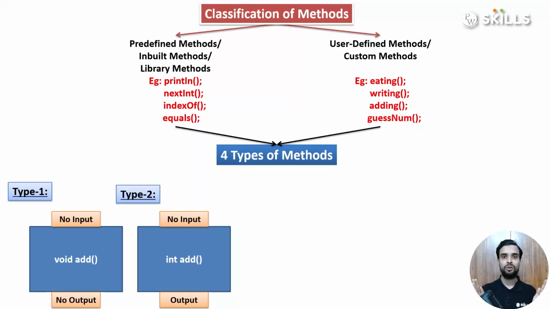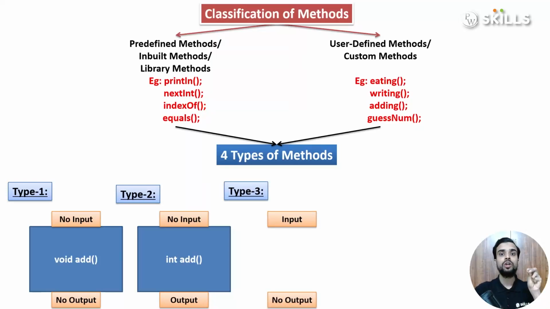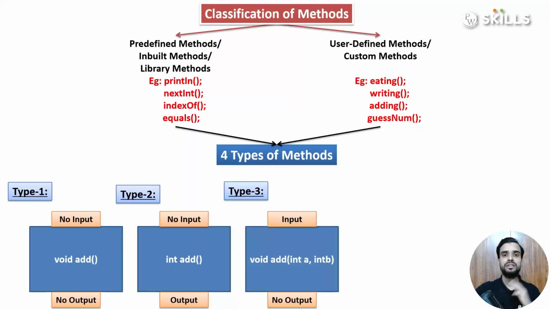And I hope by this time you're already able to guess what would be the type 3 and type 4 methods here. This is going to be a type 3 method, which is going to be accepting some input. Also, it is not going to be returning any output here. This itself is going to be the example for a type 3 method here.